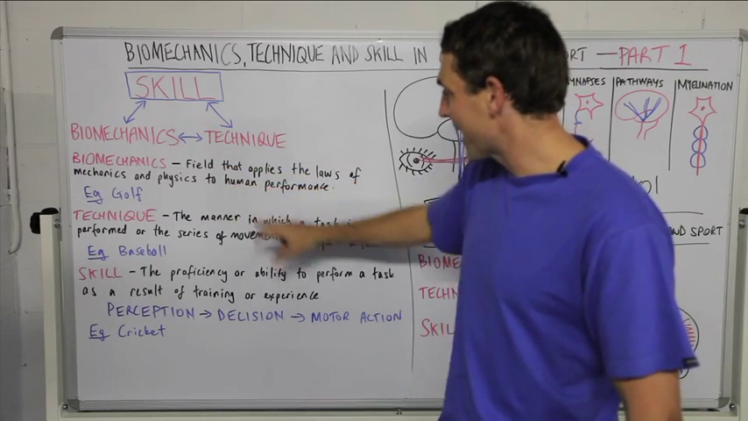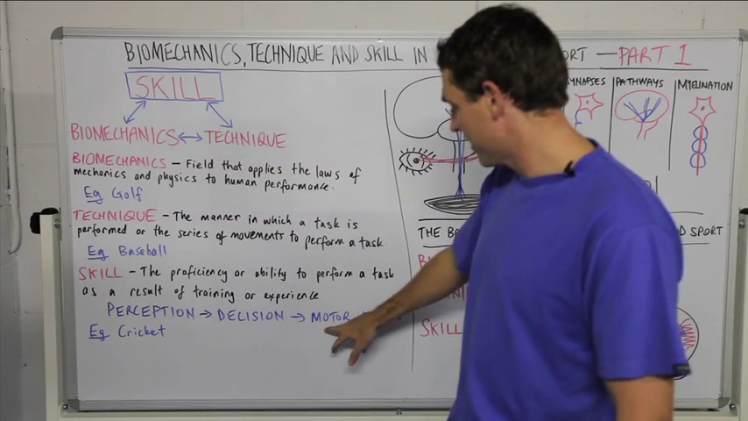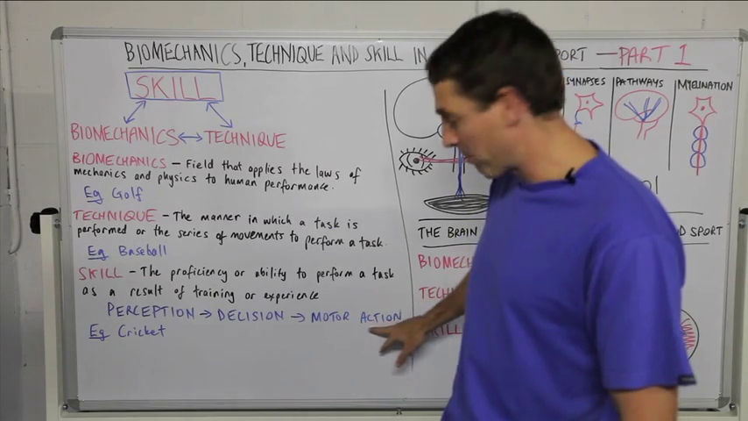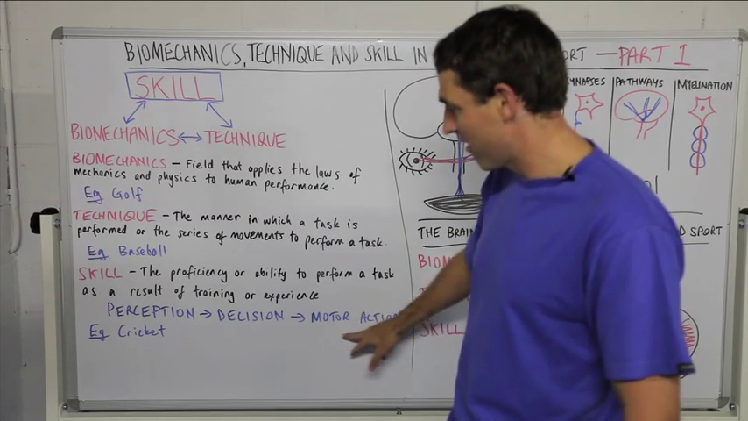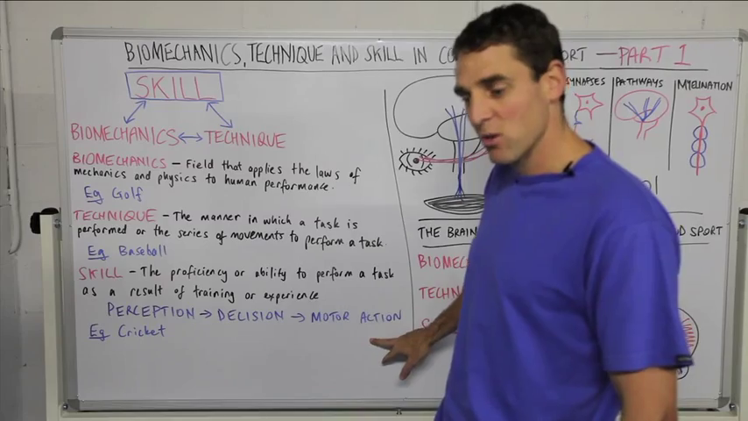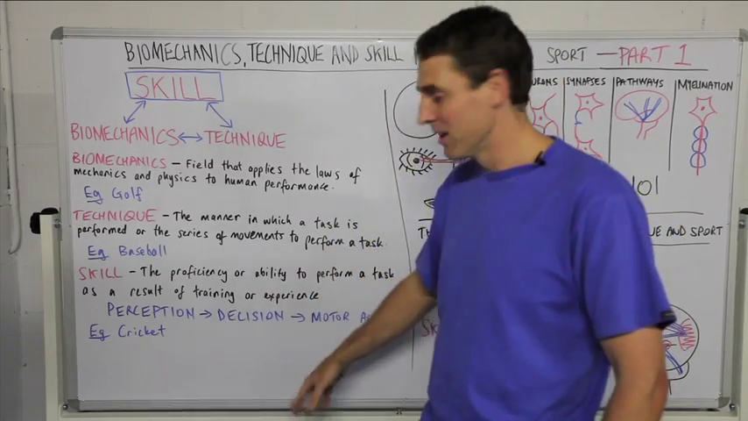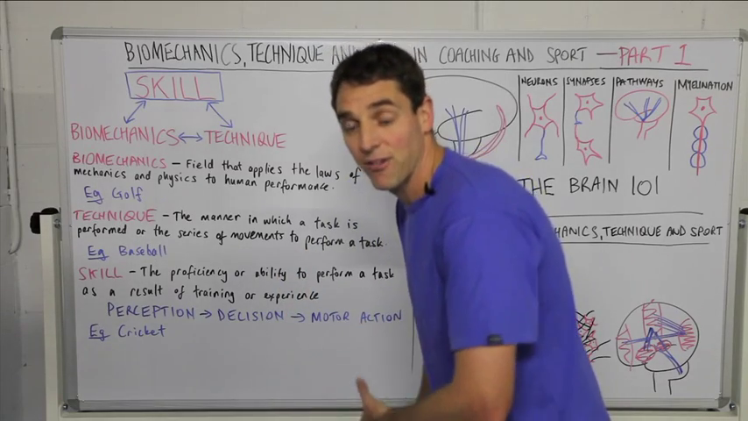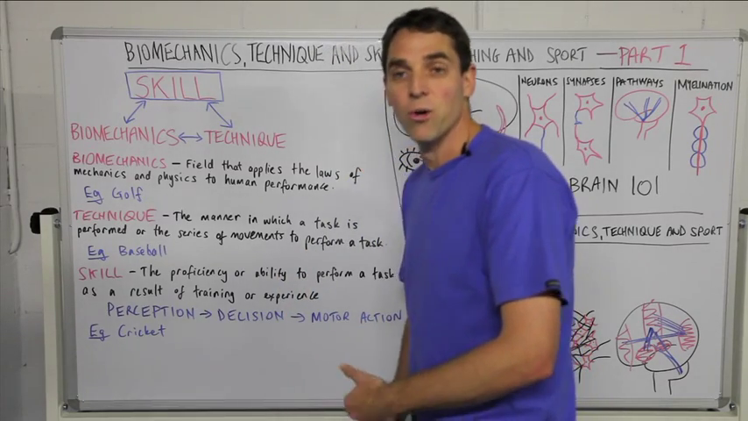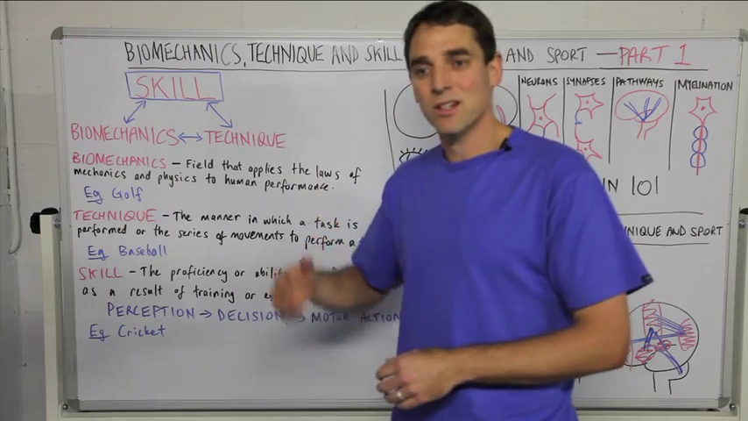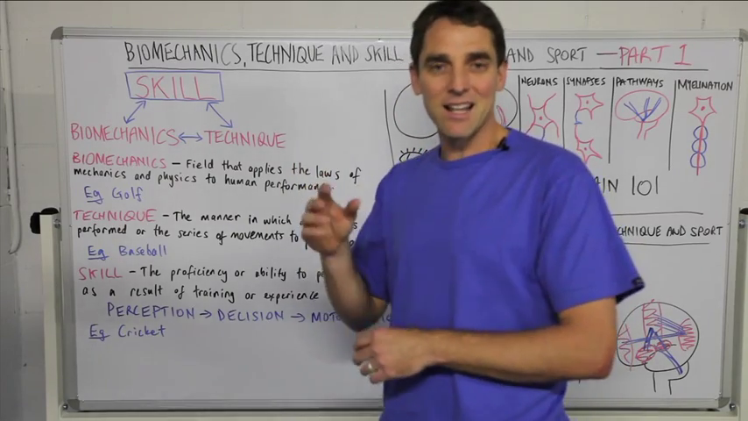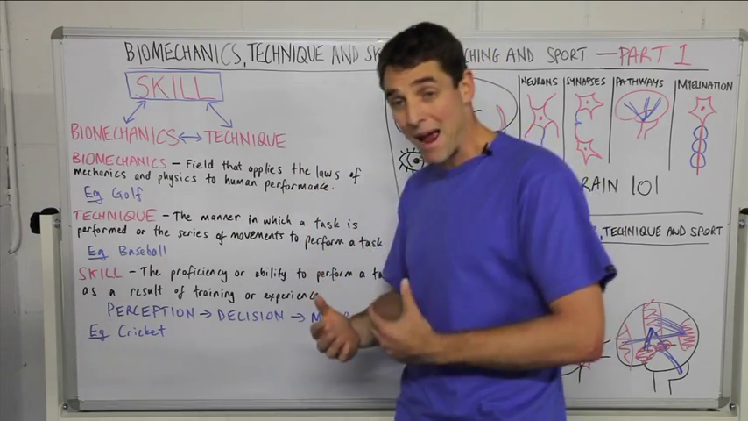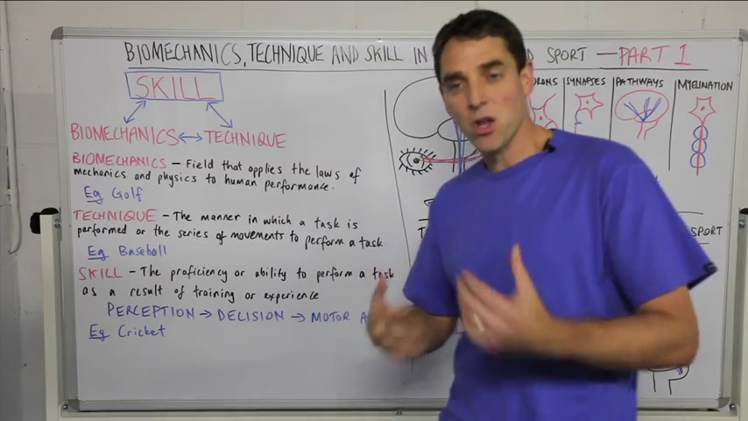So if we come back to biomechanics and technique, they form only part of the motor action, which is only part of a skill. Let's think of a cricketer, for example. A cricketer is facing a bowler who is playing slower balls, throwing some kind of leg cutters in there, some faster balls, some bouncers. The bowler's really mixing it up.